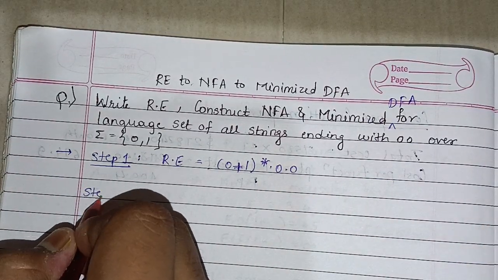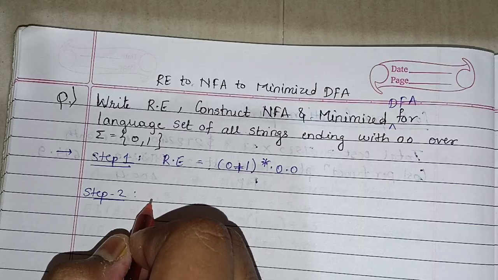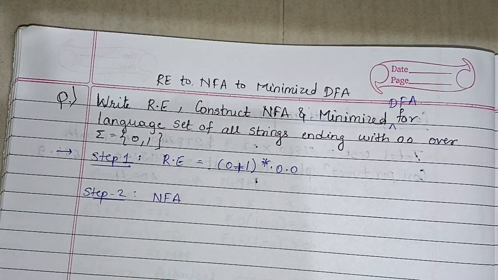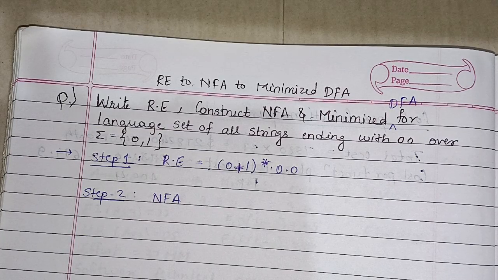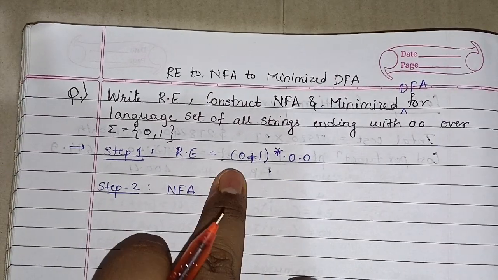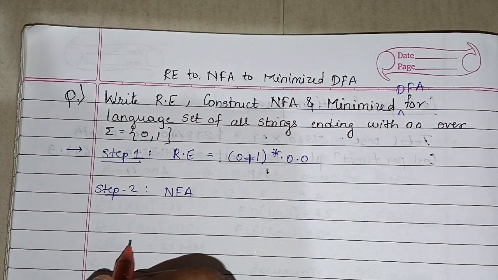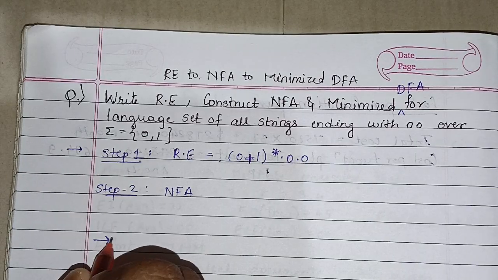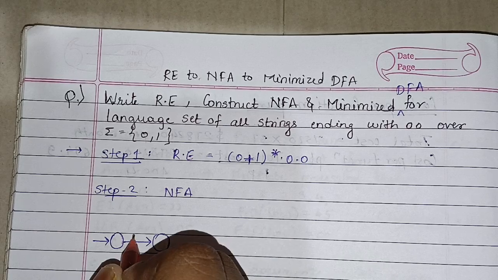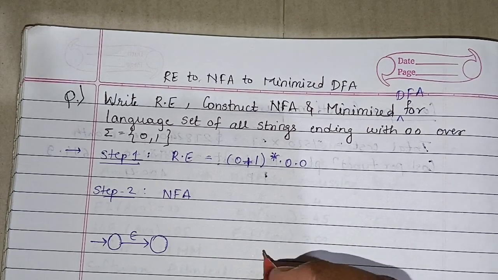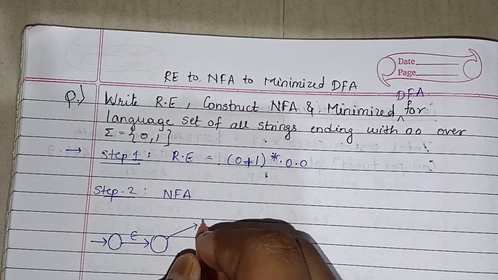Our step 2, we have to build the NFA. As I told you in the previous videos, how to draw the transition diagram of the NFA using Thompson's construction rule. So this is our closure. First we will draw that, this, it is epsilon. Now from here we have to draw this.